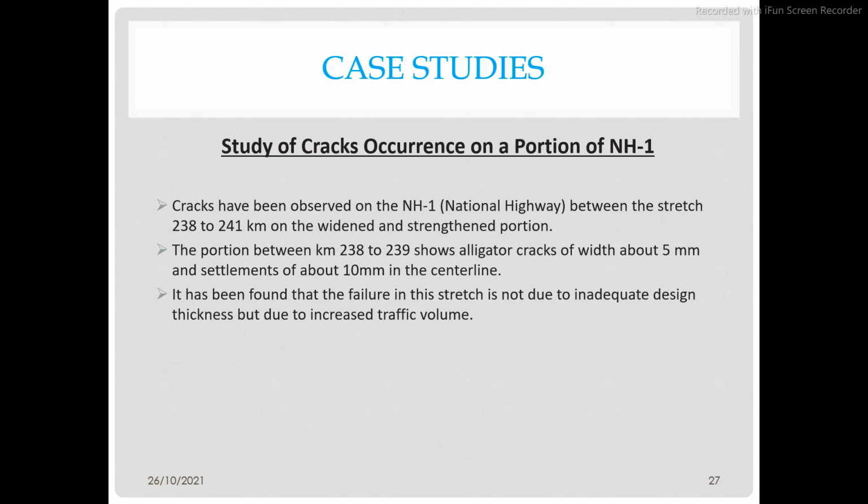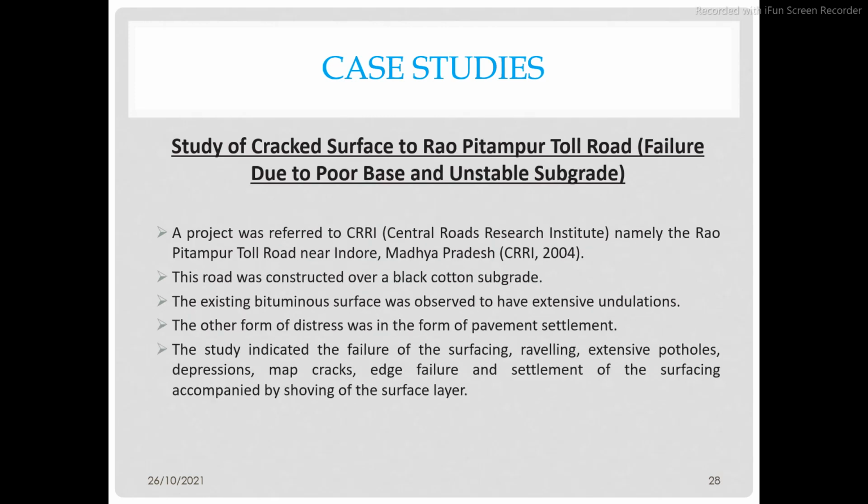First is the study of crack occurrence on a portion of NH1. Cracks have been observed on the NH1 National Highway between the stretch of 238 to 241 kilometers on the widened and strengthened portion. The portion between 238 and 239 kilometers shows alligator cracks of width about 5 mm and settlement of about 10 mm in the center line. It has been found that the failure in this stretch is not due to inadequate design but due to the increased traffic volume.